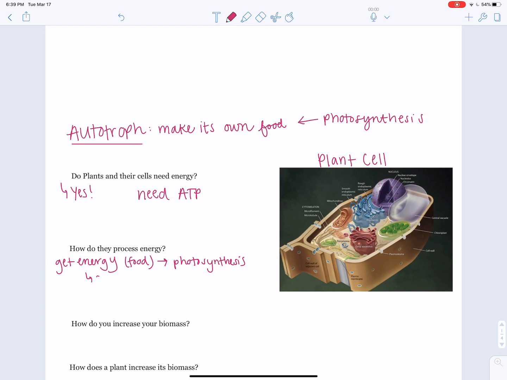And what they do in that process is they take that solar energy and convert it into chemical energy like glucose. And glucose is a biomolecule. So that's stage one, right? They got to get that energy. And then they process that energy. So they take the chemical energy and convert it to cellular energy. And they do that in cellular respiration, just like us.